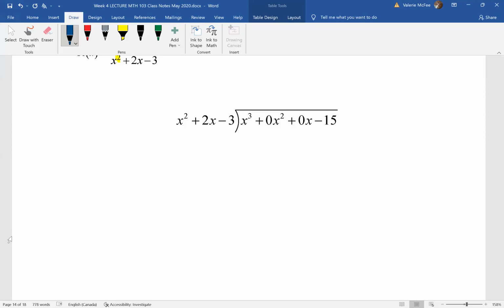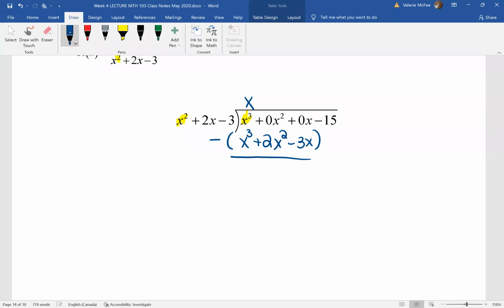So you should remember that you need all descending powers of x, and there were no x squareds or x to the power of 1. So we use 0 as our placeholder, and then we divided first terms. X cubed divided by x squared is x. We multiply our quotient by the divisor. And then we subtract all of this.